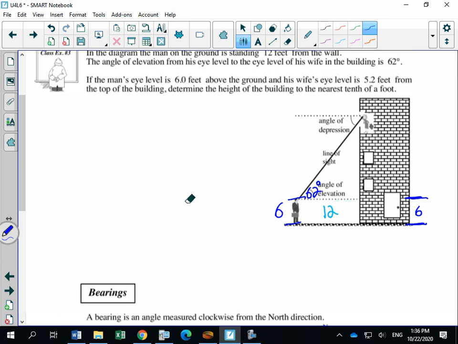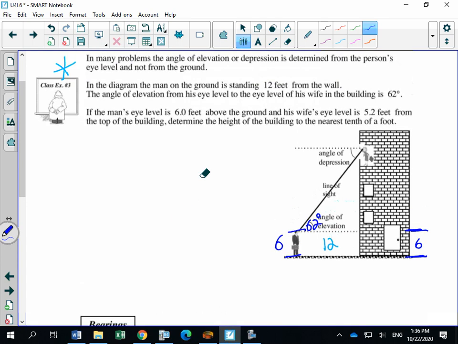Okay. His wife, her eyes are 5.2 feet from the top of the building. So her eyes are 5.2 feet from the top of the building. So this would be 5.2. Therefore, this piece of the building would be 5.2. And then the question is going to be, determine the height of the building. So what's the only thing we need to do? Calculate what, basically? We're looking at the triangle. Jack, what am I doing?